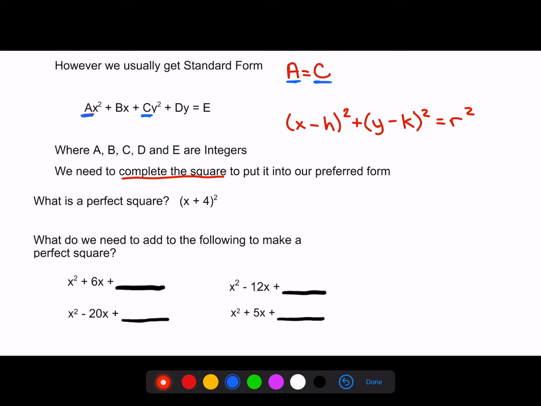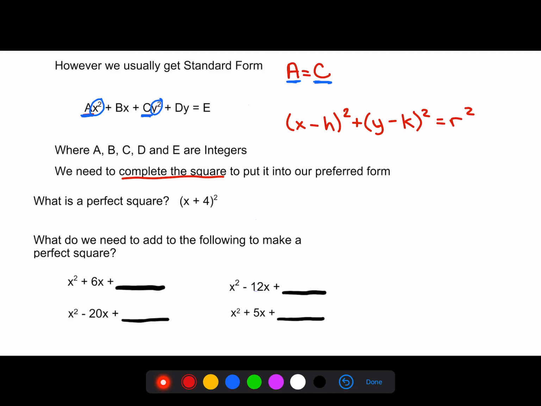And the reason I say that is because both of these are connected to a variable squared. So this one has x squared right here. This one has y squared right there. Very important that they're both equal to each other so that we can actually do this method. If they're not equal to each other, then we have some issues. So the first thing that we're going to go ahead and do is we need to complete the square to put these into our preferred form.